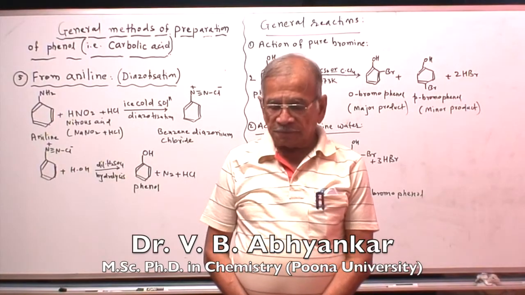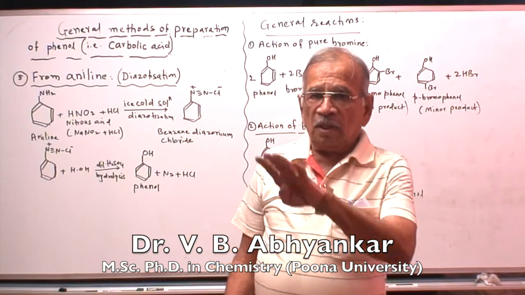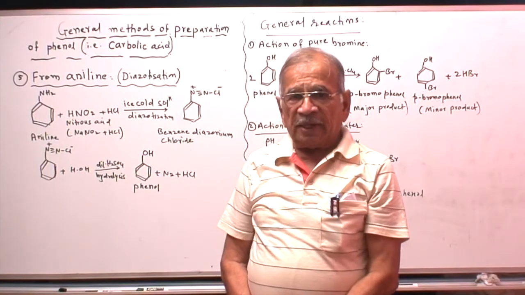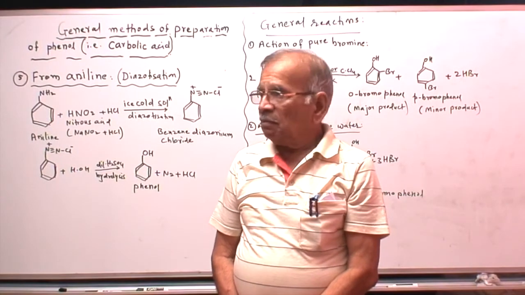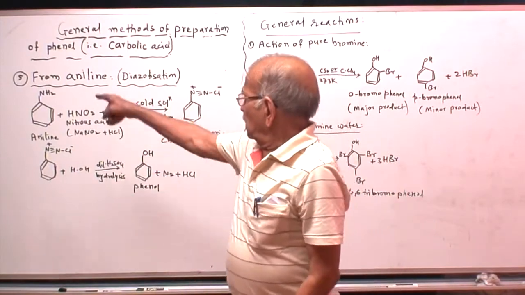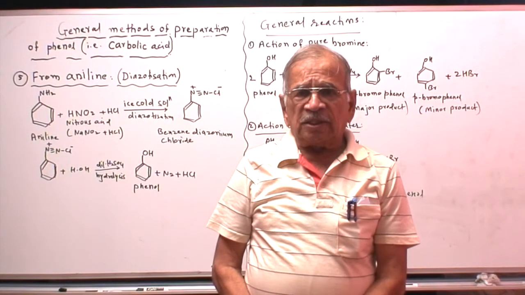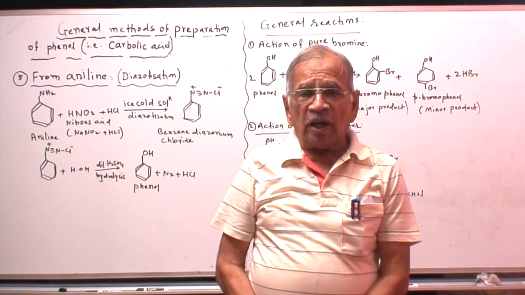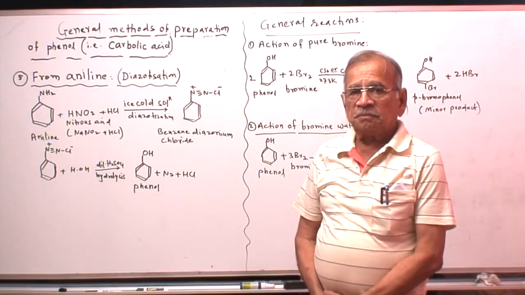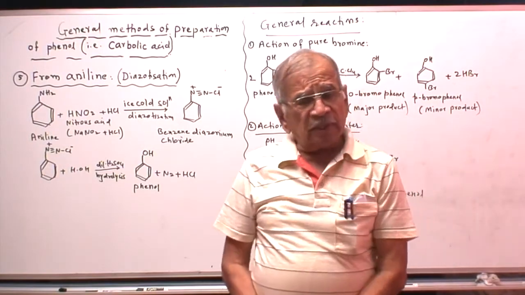In the last lecture, we have seen 4 different methods of preparation of phenol. This is one more method from aniline, that is C6H5NH2 or aminobenzene. Aniline on diazotization. Sir, what is diazotization?